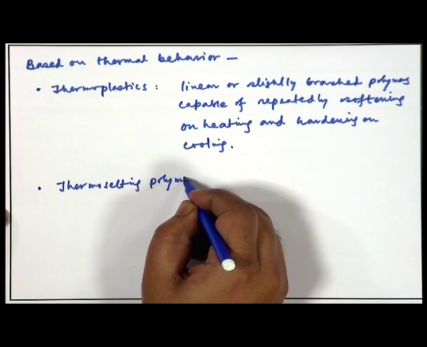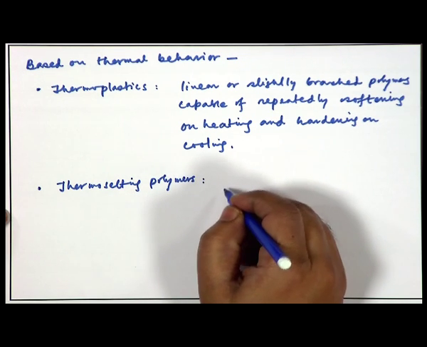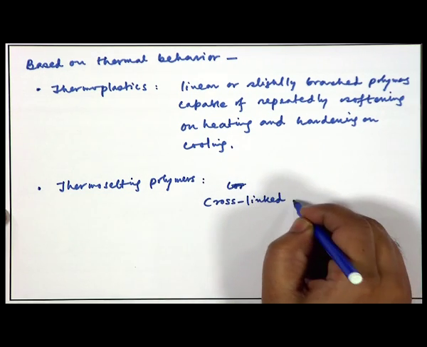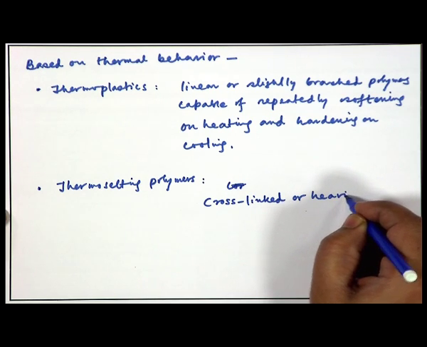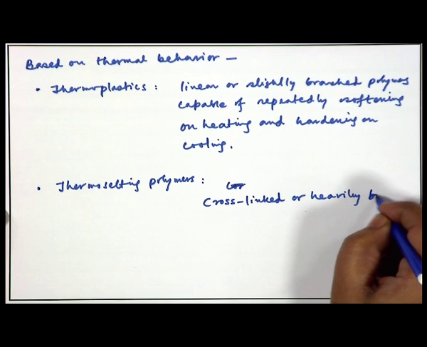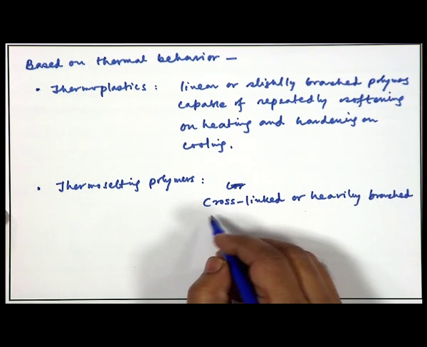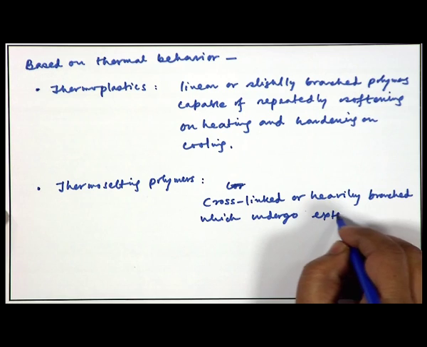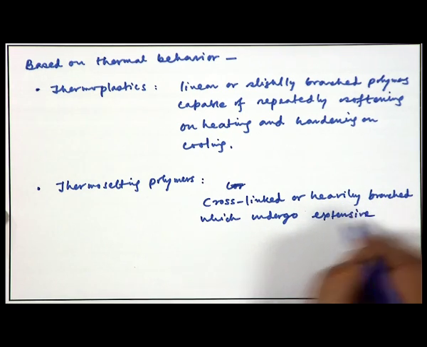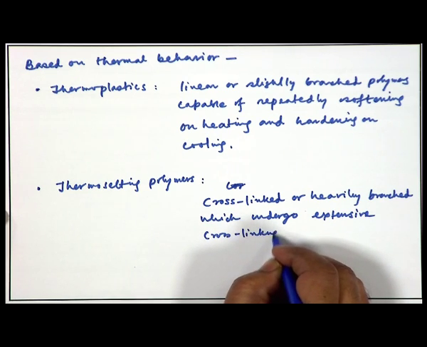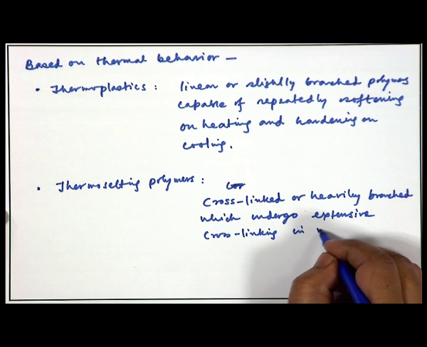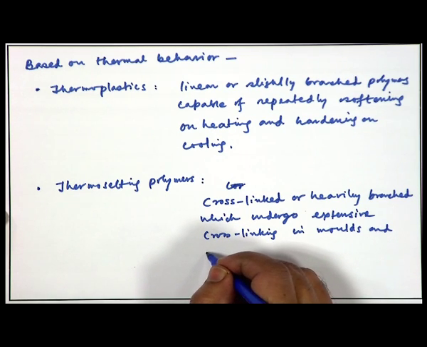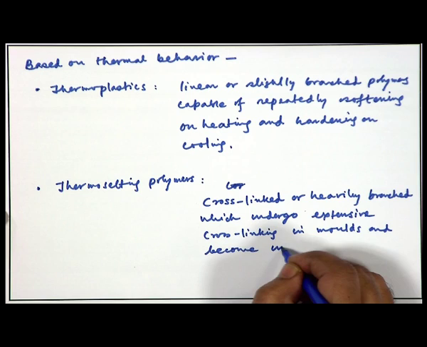So, these are cross-linked or very heavily branched polymers, which undergo extensive cross-linking in the molds and become infusible.